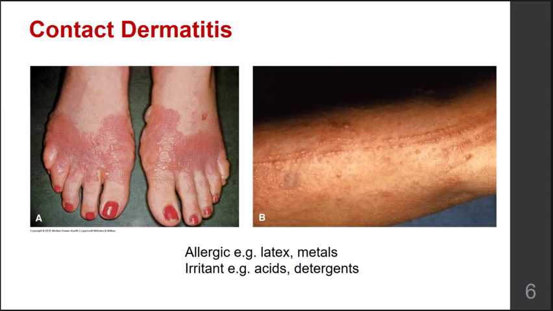So we'll start with contact dermatitis, so again a form of acute dermatitis, and there are two main types of contact dermatitis, and they are allergic and irritant. So we could say allergic contact dermatitis and irritant contact dermatitis. And the name really tells you what's involved here. It's inflammation of the dermis because of contact with either an allergen or some sort of irritant.